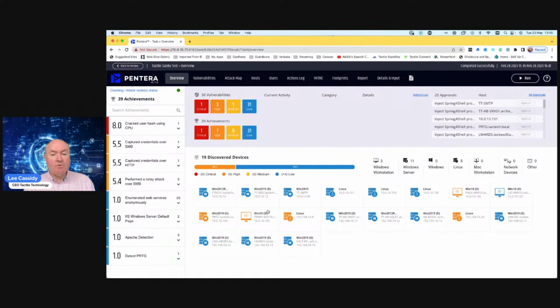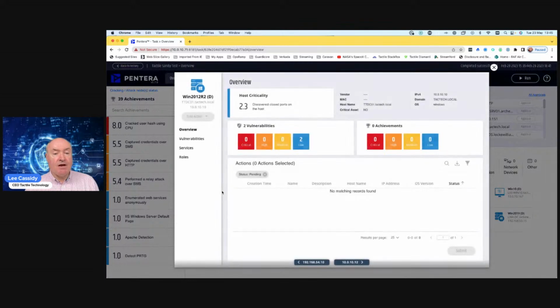Down here, we've got all of the systems that have been identified. So it's going to go out and enumerate the systems, find out what we've got there. And it's picking up Windows and Linux systems that are on the network, desktops and servers. So we've got some Windows 10 desktops, we've got some Linux servers, and we've got some Windows servers. So it's identified all of those, and then it's going through the process of what it can do with each one of them. We can go to each one of them and see what we've found.